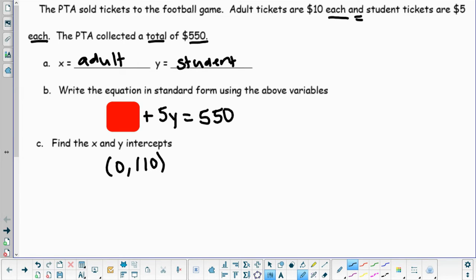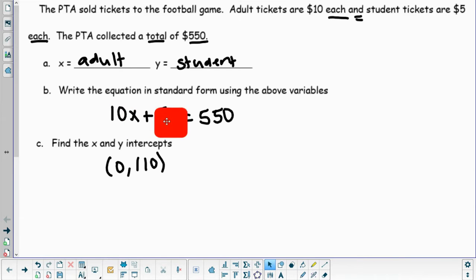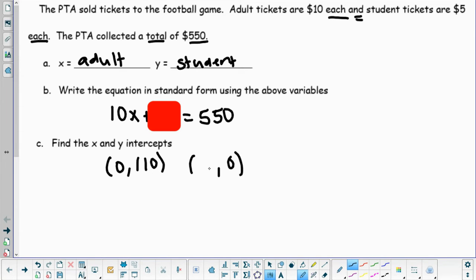All right, so then for my x-intercept, I'm going to take my box and cover up my y variable and solve for x. So this time, instead of my x being 0, now my y is going to be 0. We have to figure out what the x is going to be. For this one, I'm going to divide both sides by 10 and I get 55.